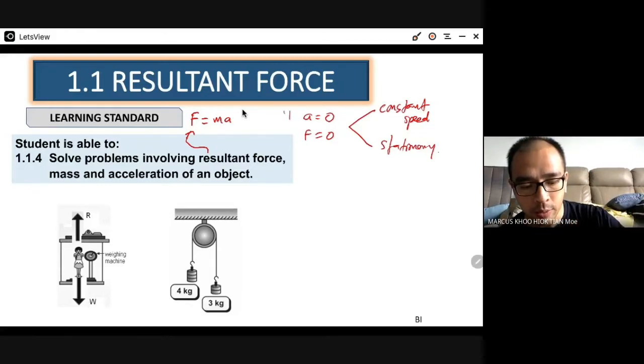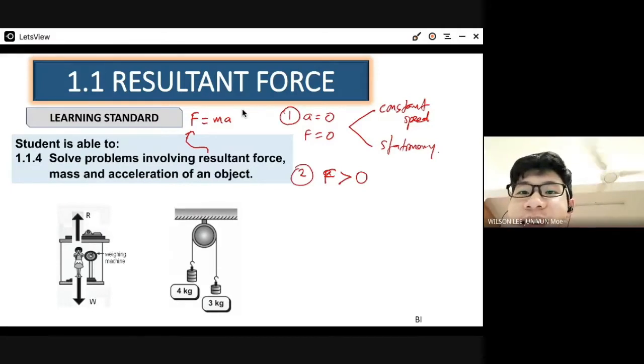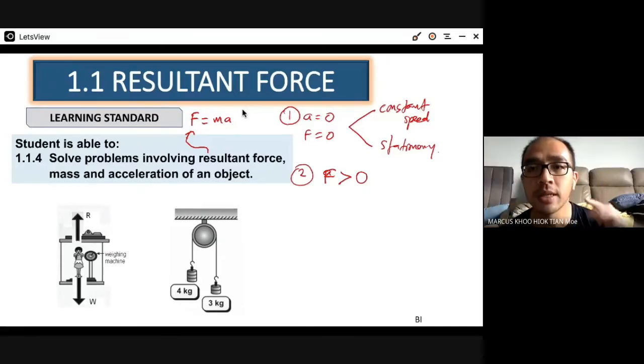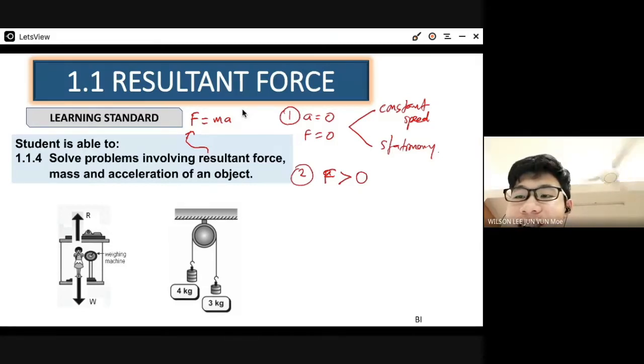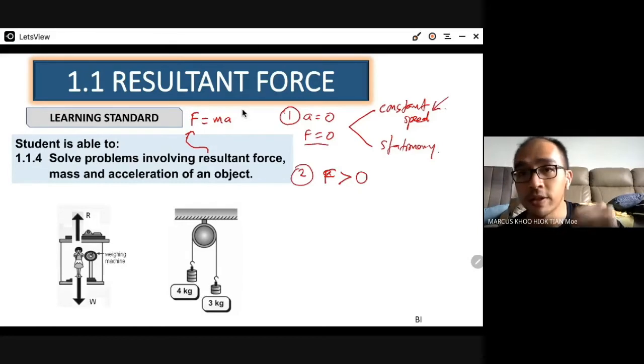The second thing that we need to remember about what we learned yesterday is, if there is a resultant force, what does this mean? Let's ask Wilson. Wilson, the tennis ball. If there is a resultant force, what does this mean? The object is going to move with what kind of movement? Constant velocity. Cannot. Constant velocity means no resultant force. The resultant force is zero.